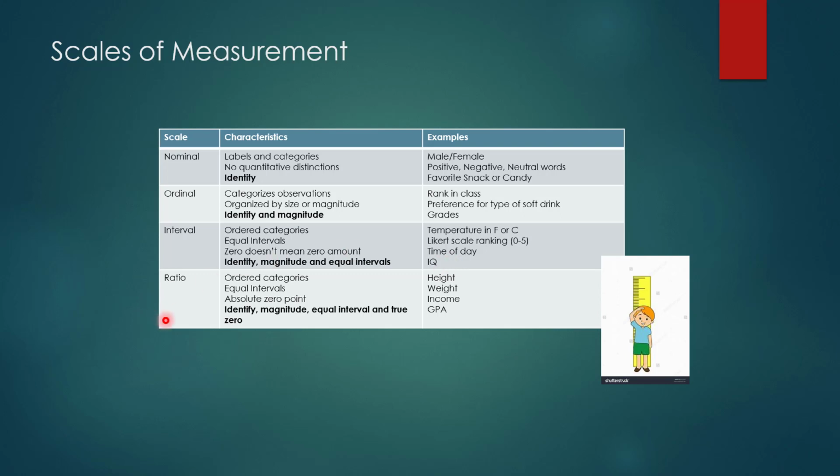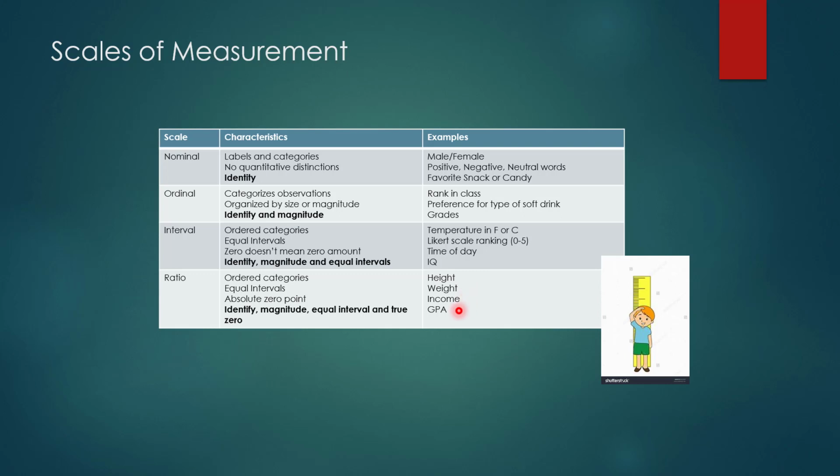Then we get to ratio. So we identify, we have magnitude, we have equal interval, just like we had with the other 3. Now we add in a true 0. So these are things that can be very much quantified. Height, weight, income, GPA. Something could be 0 inches tall, if it didn't exist. Weight, something could weigh nothing. Income, you could make absolutely no money. GPA, sadly, it could be a 0.